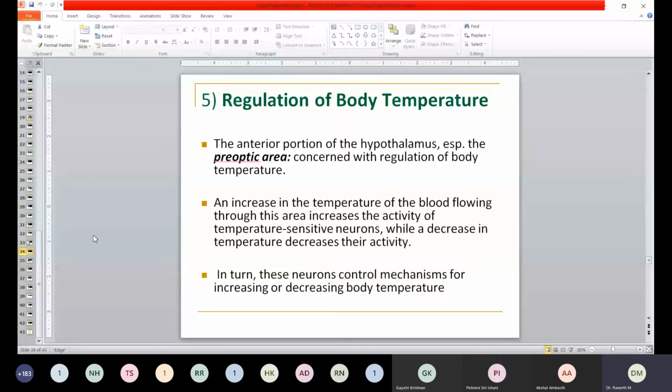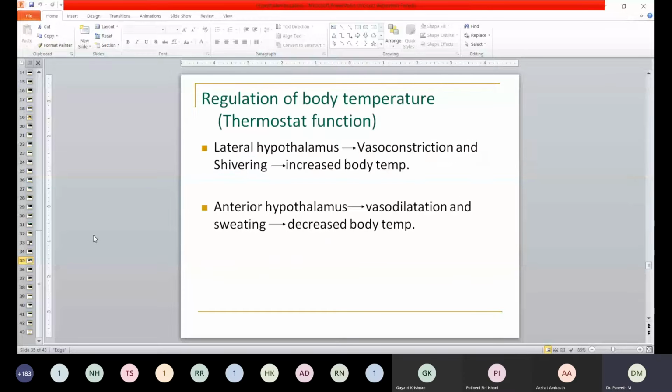So how will it do this? Regulation of body temperature, thermostat function. There is a separate topic on body temperature regulation, but the role of the hypothalamus in body temperature regulation can also be asked for 5 marks. What they have found out is that the lateral hypothalamus is the area mainly concerned with increasing body temperature. The anterior hypothalamus is the area mainly concerned with decreasing body temperature.